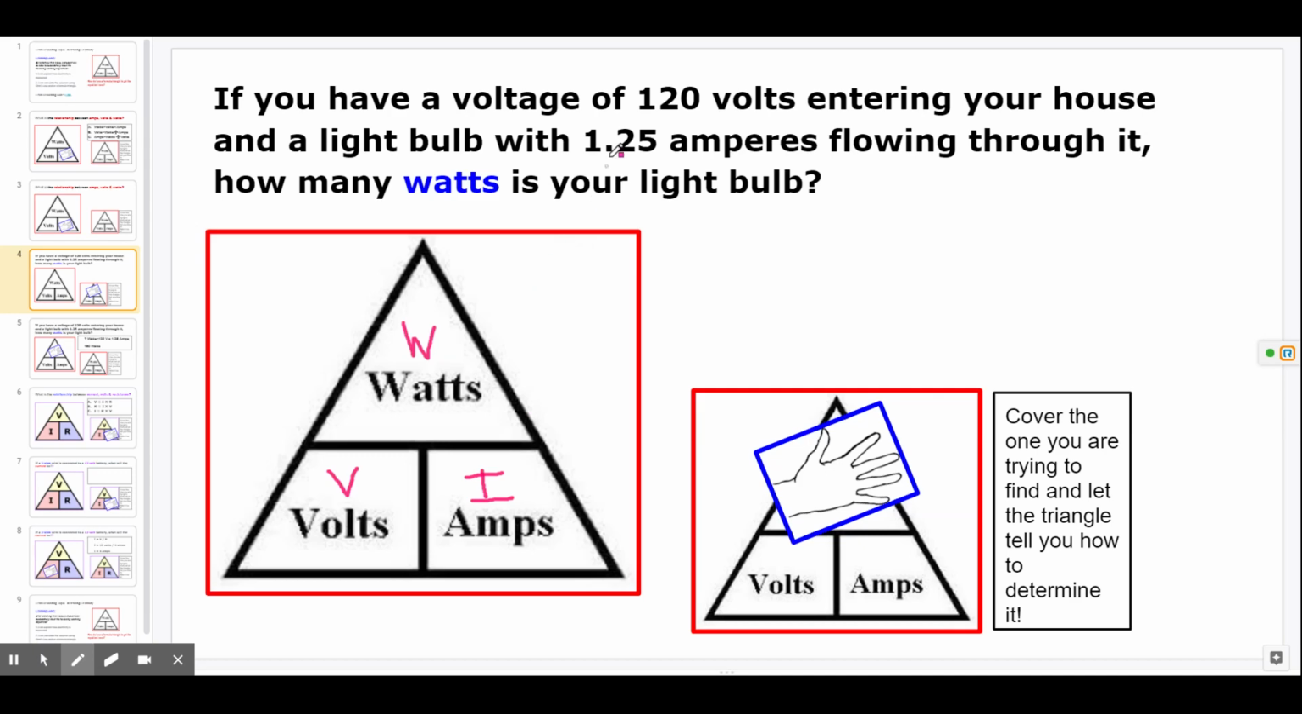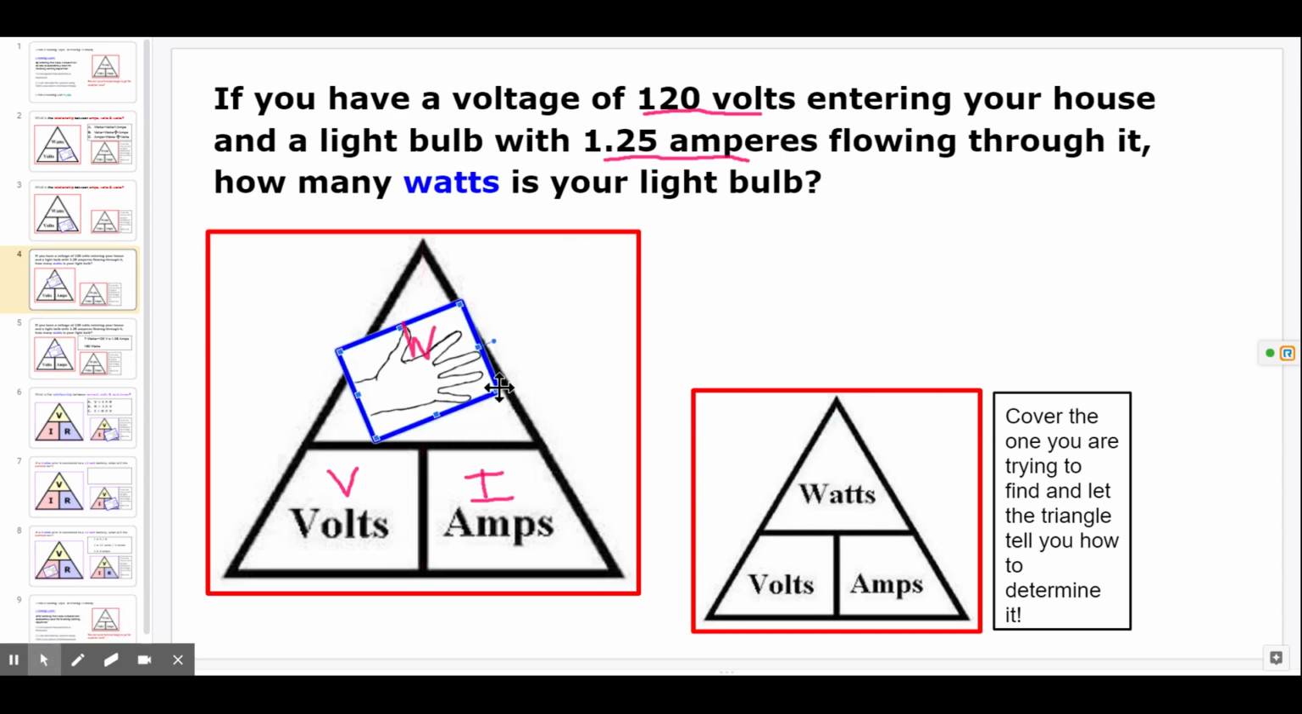It says you have a voltage of 120 volts entering your house and a light bulb with 1.25 amperes or amps flowing through it. How many watts is your light bulb? Well, to get the equation to find watts, you cover up what you need to find for your answer. I need to find watts for my answer. So watts equals volts times amps.